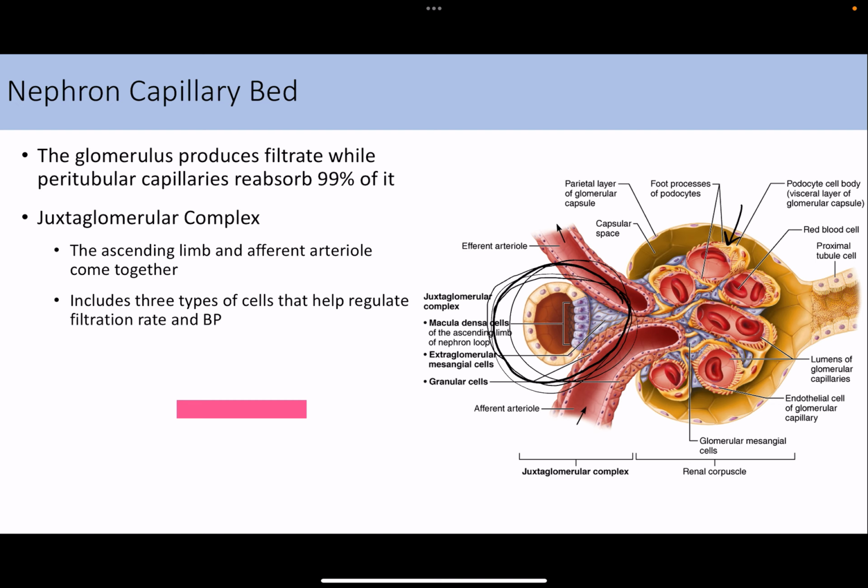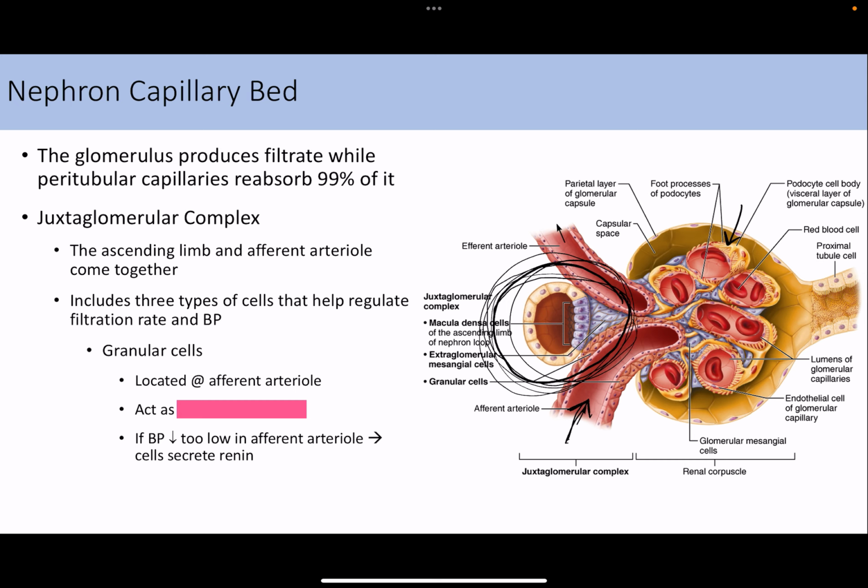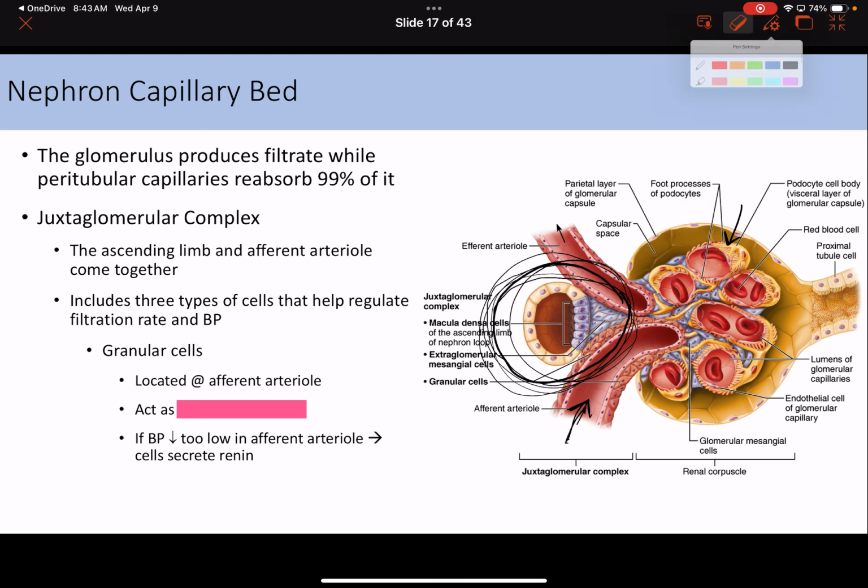So just know that the juxtaglomerular complex is where the afferent arteriole, which is the blood coming into the kidneys, is, or the glomerulus is, and then also just a part of the tubule. I'm not really concerned with what part of the tubule it specifically is, because I've seen different versions. But it's going to include 3 types of cells that are going to help regulate the filtration rate and the blood pressure. And so the first set of cells that we're going to talk about are granular cells. And these are located at the afferent arteriole. And again, the afferent arteriole is bringing blood into the glomerulus. So this is the afferent arteriole.